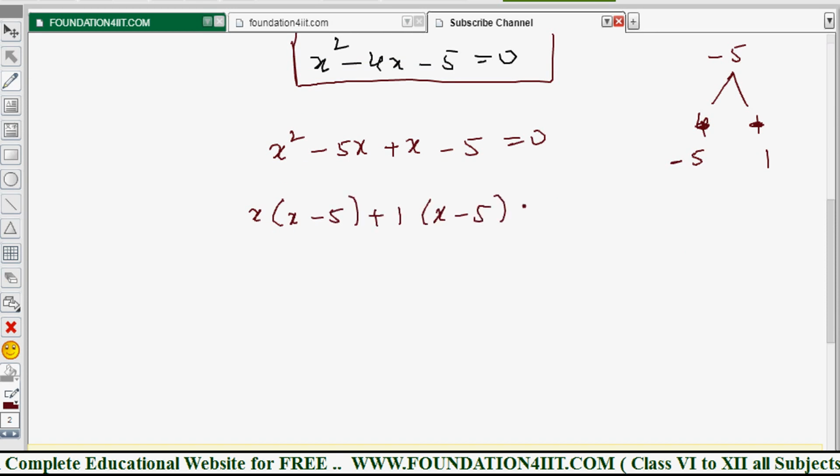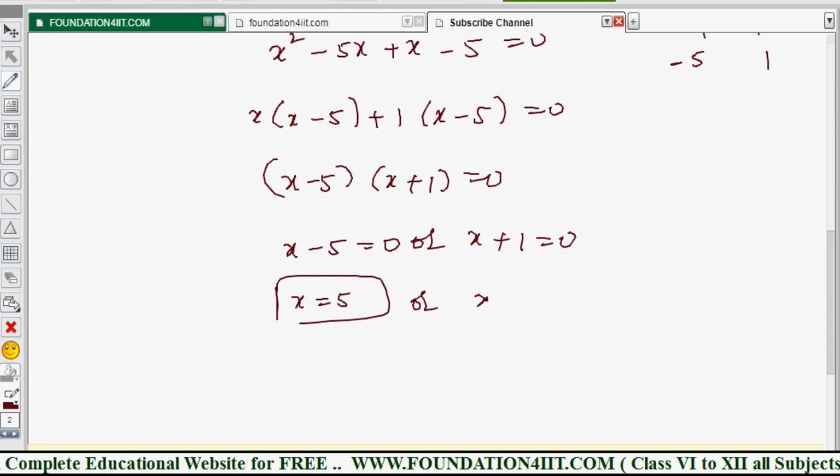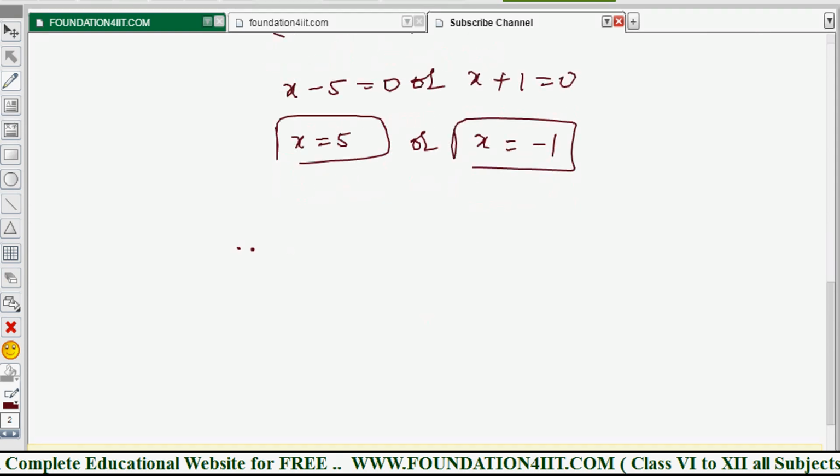There is no common factor from the last two terms, so take 1 as the common. Now (x minus 5)(x plus 1) is equal to 0. So according to the zero product rule, x minus 5 is equal to 0 or x plus 1 is equal to 0. Then x is equal to plus 5 or x is equal to minus 1.